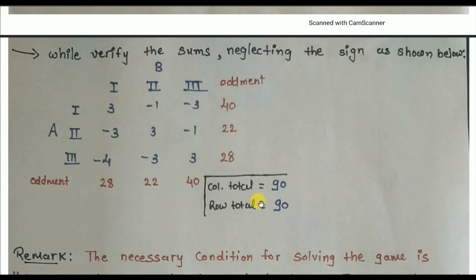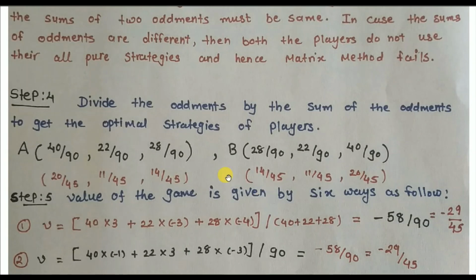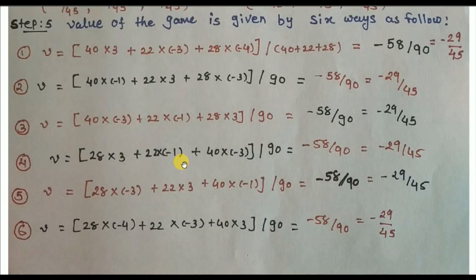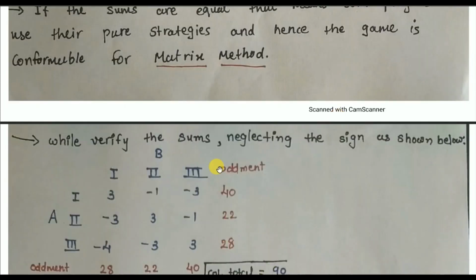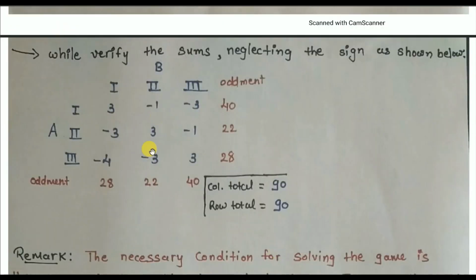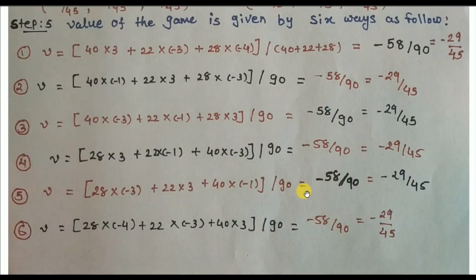Now the last step: how we can find the value of the game. We can find the value of the game in 6 ways, and you get the same answer by all 6 ways. You can calculate the value of the game by multiplying player A's oddments with all columns: multiply the oddments with each of the 3 columns and divide by 90. Then you get the value of the game. In a similar way, you can multiply these 3 oddments with any of the 3 rows and divide by 90. Then you get the value of the game. You can see that you get the same answer by all 6 ways. I hope you understand the method and thank you for watching.